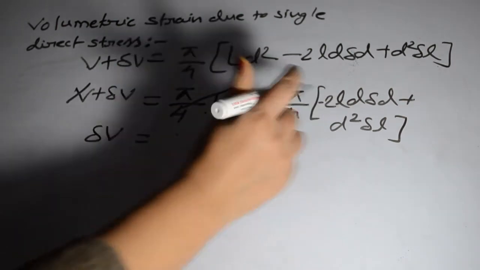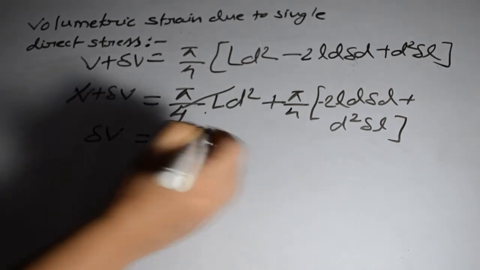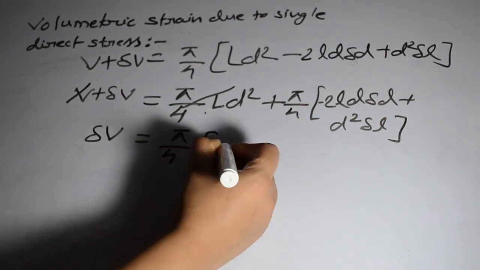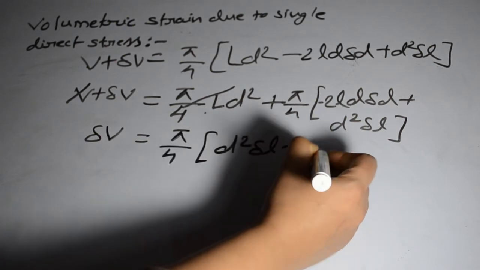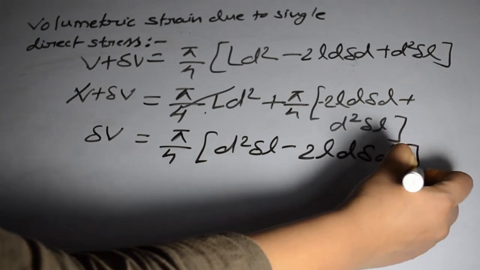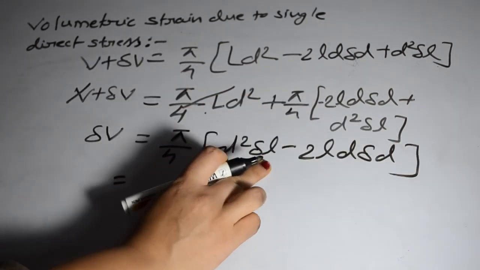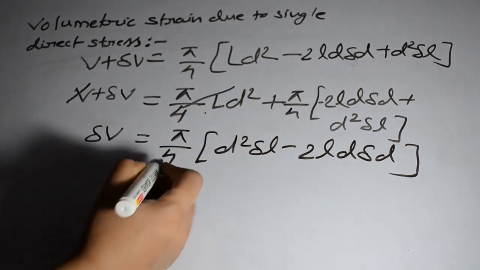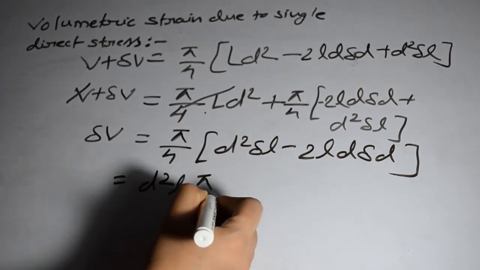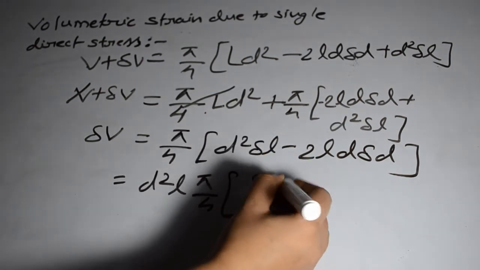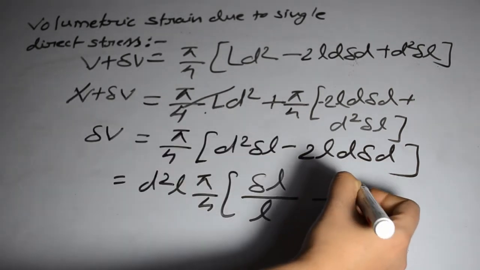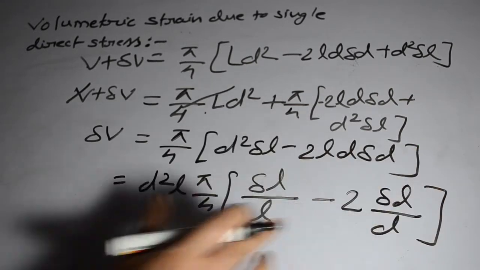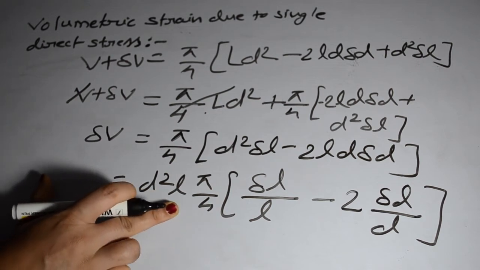If we further simplify this equation, we have pi by 4 into D square delta L minus 2 L D delta D. If we take D square L common from this bracket, with pi by 4, then here will be delta L by L minus 2 delta D by D. This is the equation we get if we take D square L common.